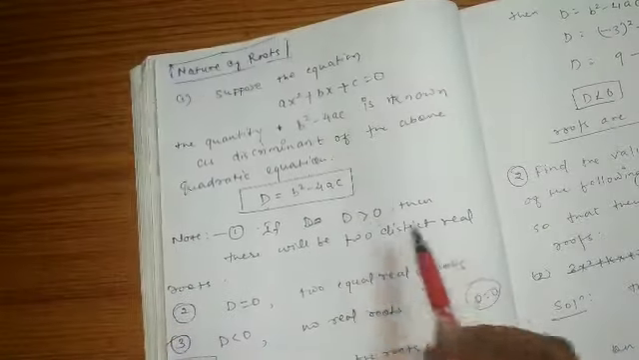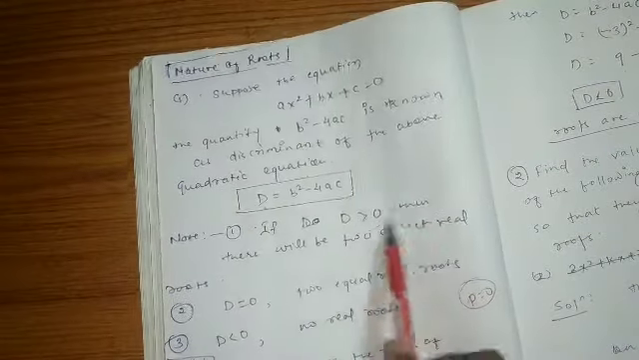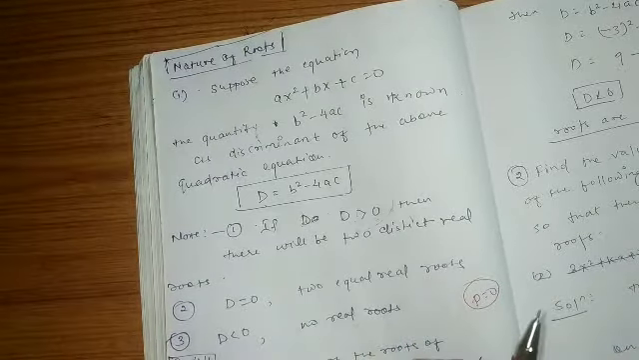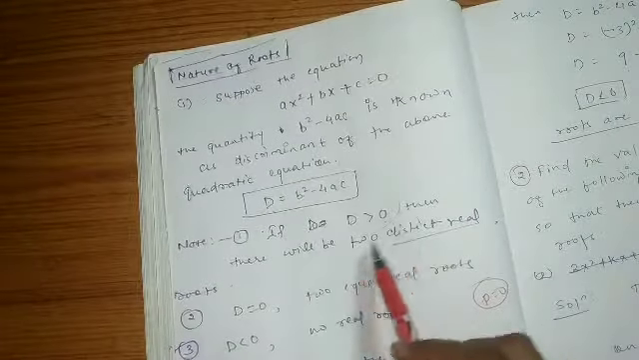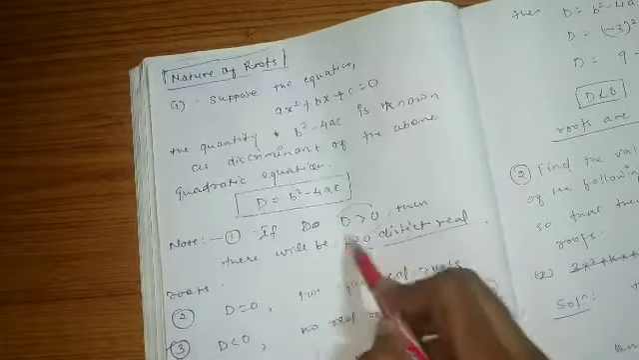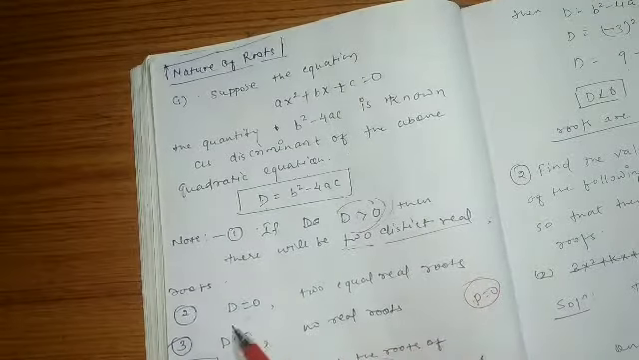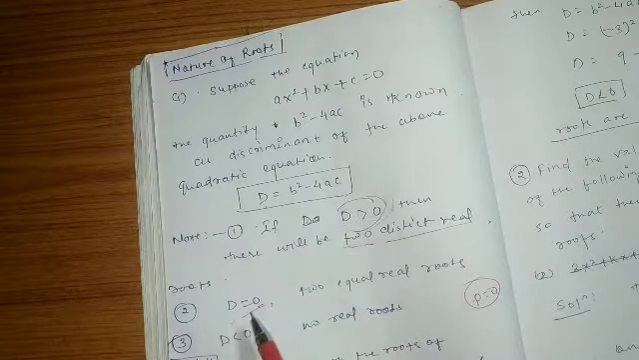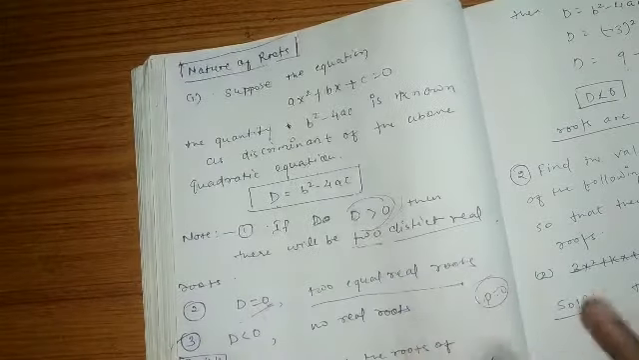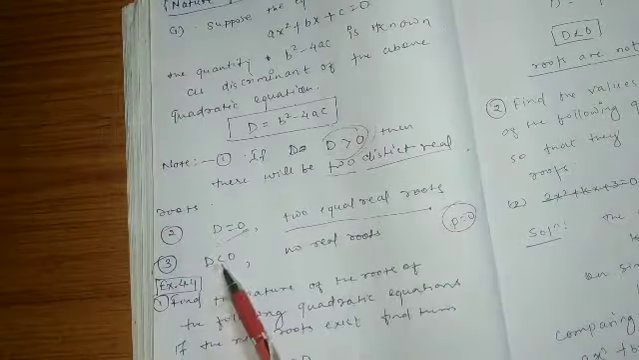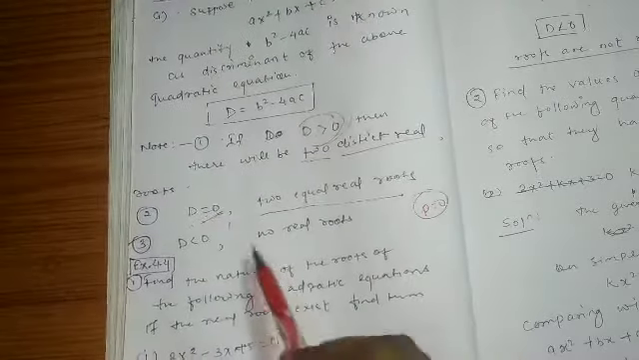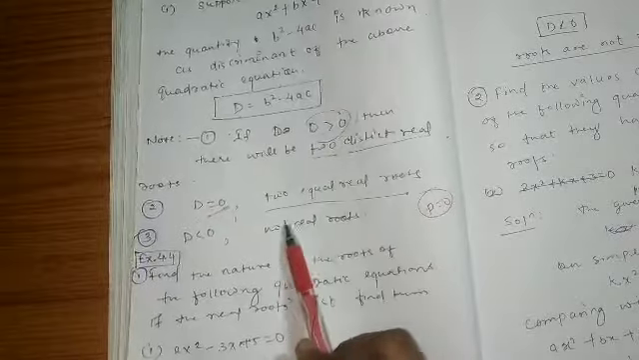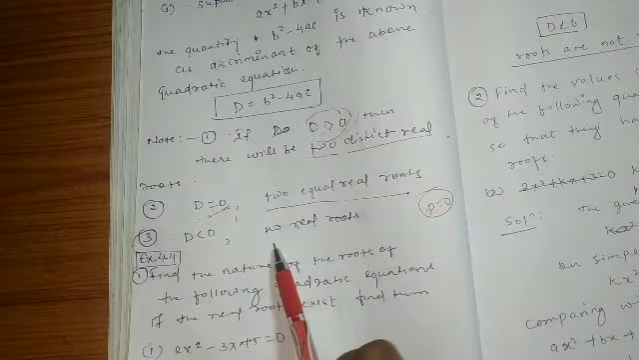Now if the value of D is greater than 0, then there will be two distinct real roots. Distinct means it will be different, it will not be the same, right? So two distinct real roots when D is greater than 0. When D is equal to 0, we have already solved this problem, so we'll get two equal roots. Clear? Now, what if D is less than 0? This is a little bit complicated, and it will not have real roots.